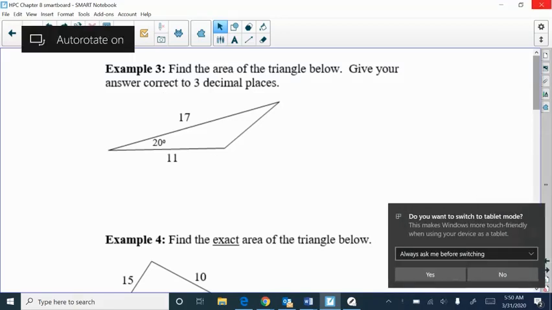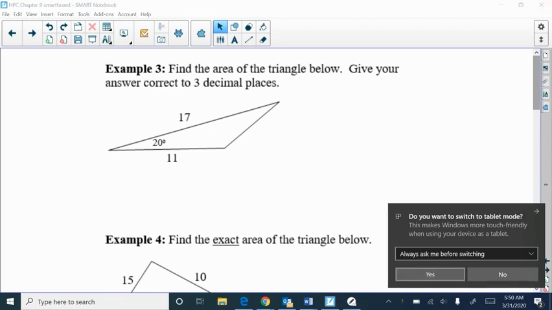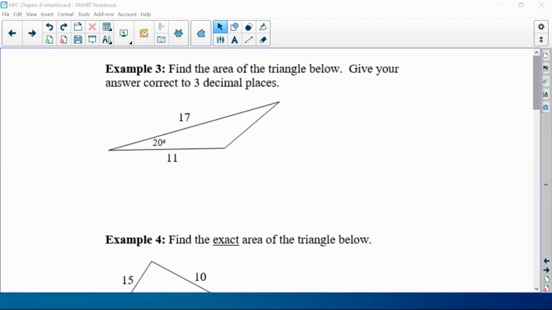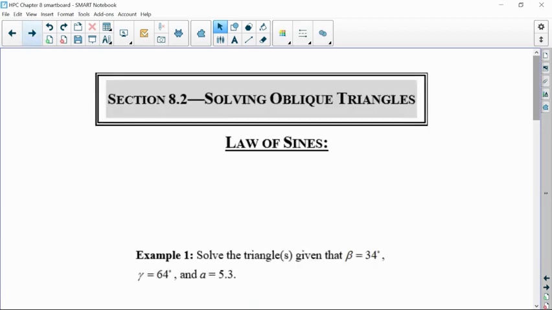Okay, so we're going to look at a new chapter, chapter 8, with some applications of triangles. And what I want to start off with is the law of sines. It says solving oblique triangles. And really what an oblique triangle means is it's not a right triangle, not a right angle.